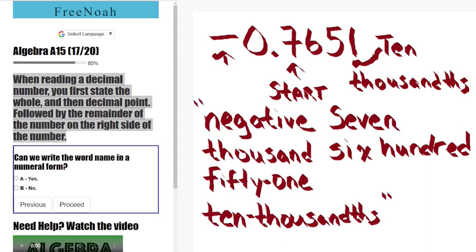Okay. Notice that I put a hyphen in between the words 50 and 1. And notice how I put the hyphen between the word 10 and thousands. Let's say it one more time. Negative 7,651 10,000ths.